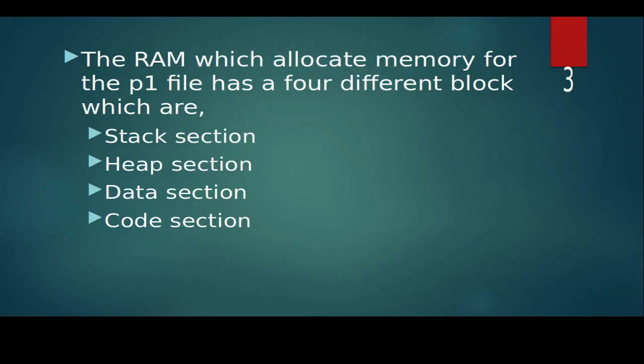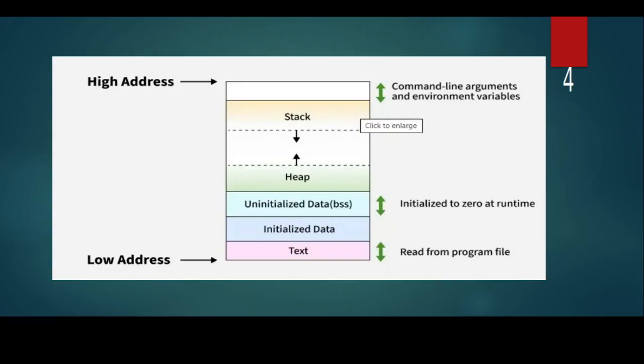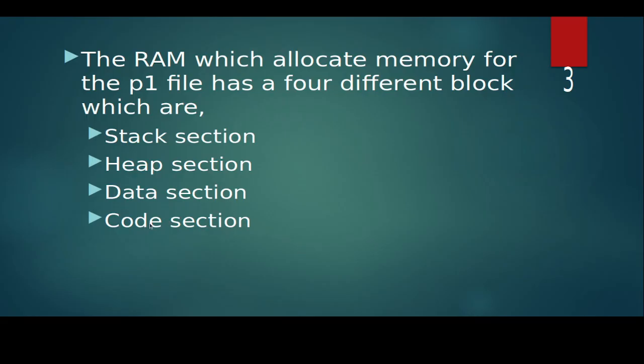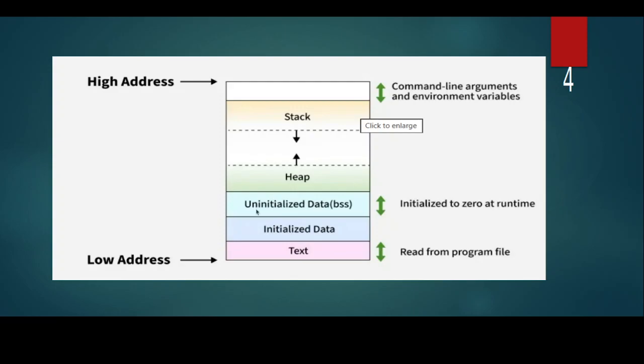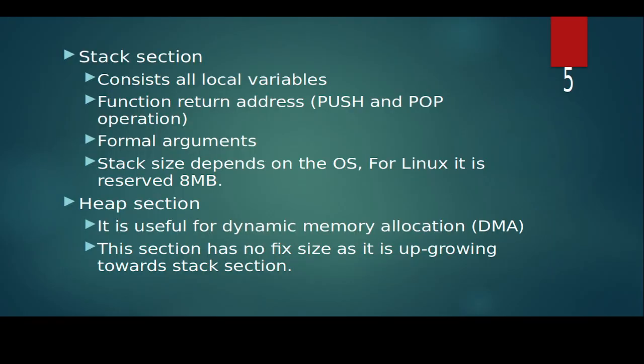We'll see this step by step in practical also. This is the memory layout of a C program. From lower address to higher address, first is the text section, which is nothing but the code section. Then the data section, which is divided into two parts: initialized data and uninitialized data, BSS. Then the heap section and stack section. The heap section grows upward and the stack section grows downward. The heap section is used for dynamic memory, and the stack section is for local variable declaration. We will see the stack section in detail.